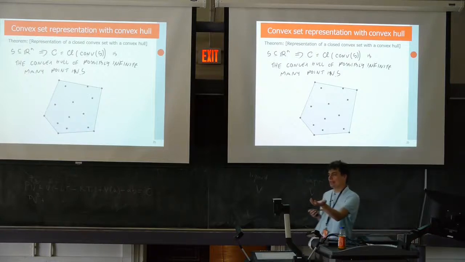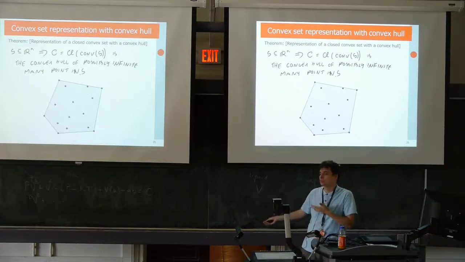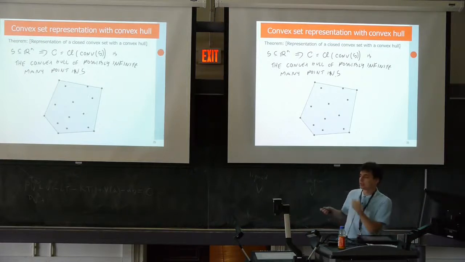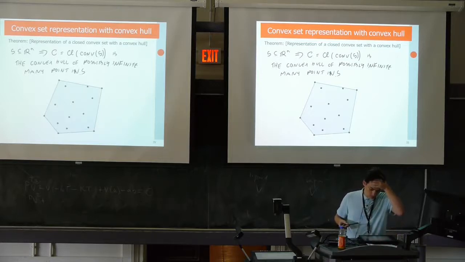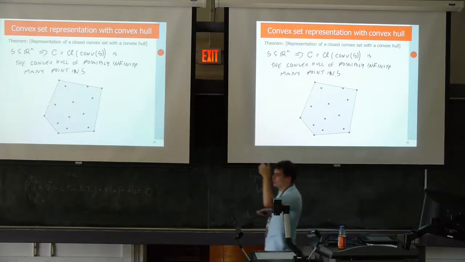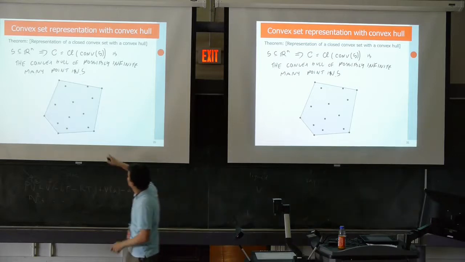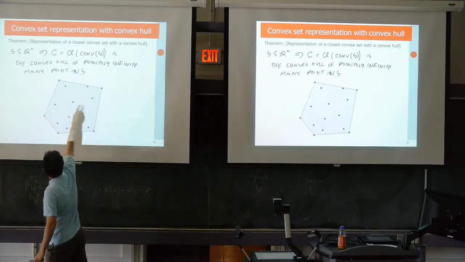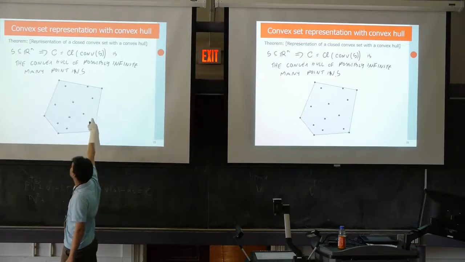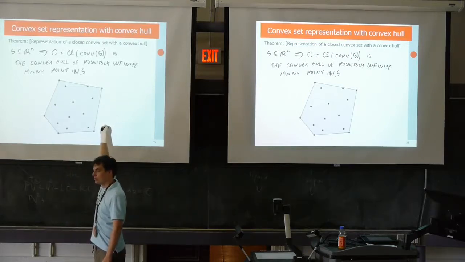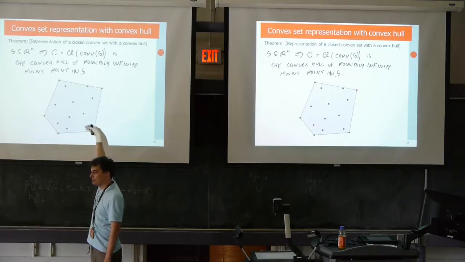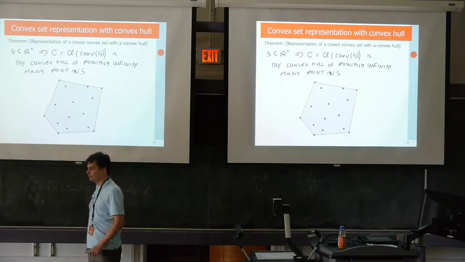So you have a set S, an arbitrary set. It doesn't need to be closed. Then you take its convex hull, and then you close it. Then this set, you can get this set as a convex hull of some of the points inside of S. But it might happen that we need to use infinitely many points for that representation.